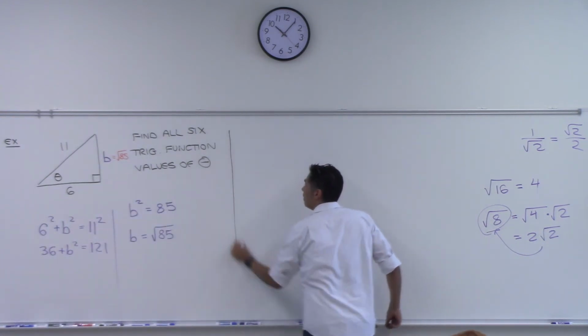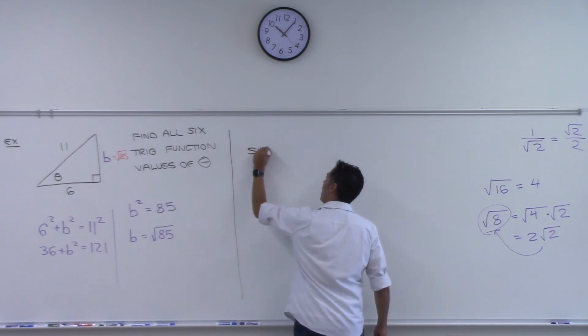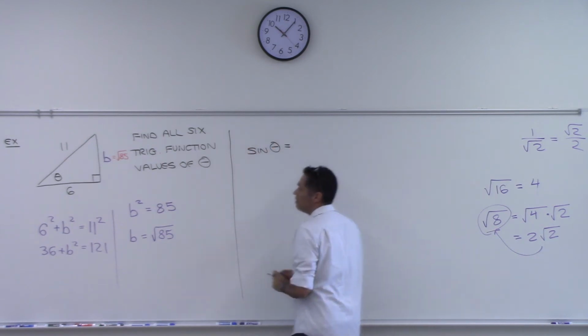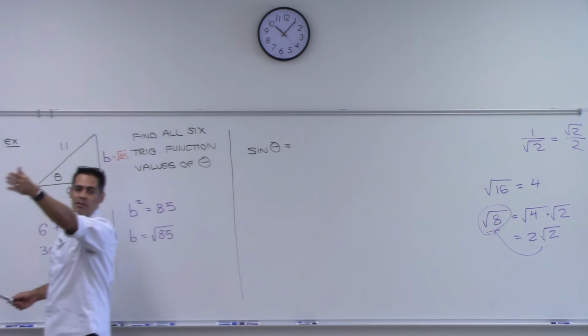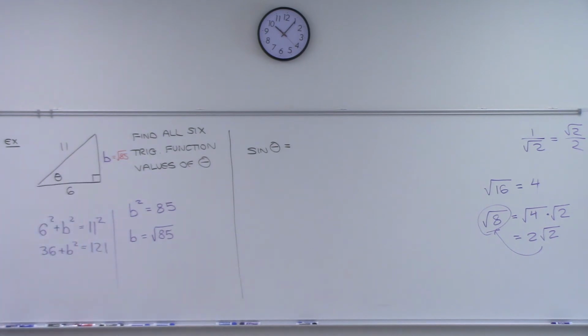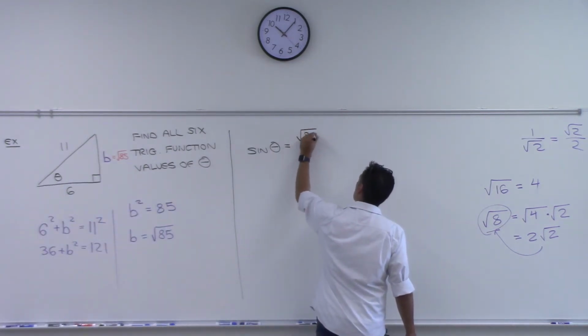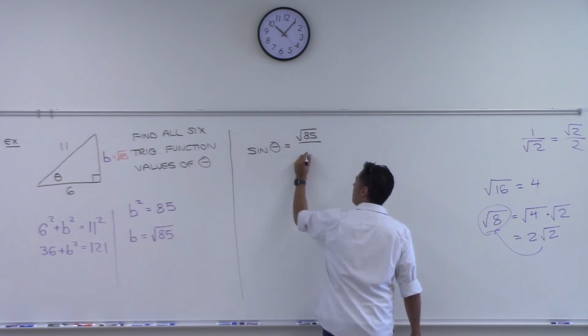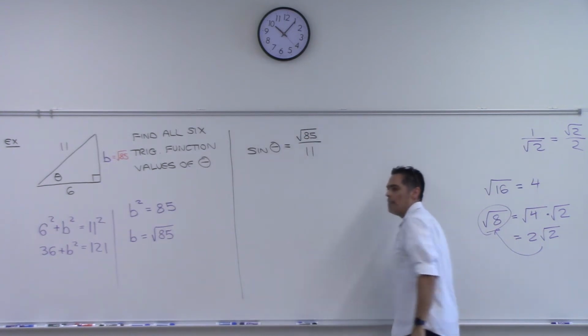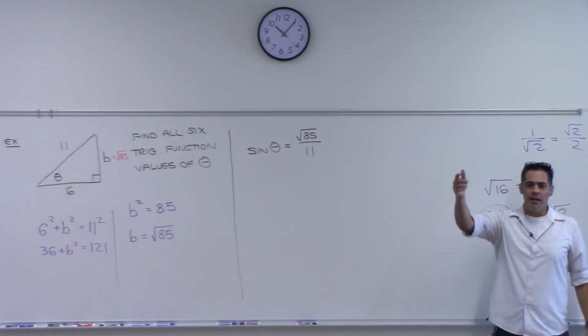All right, once you have all three sides, you're almost back in grade school at this point, because now we're just going to write things. Sine theta. Sine is, let's see. Let's get every table involved. So anyone off that table, give me sine theta. Square root of 85 over 11. That's SOH, right? From SOHCAHTOA. Opposite over hypotenuse.